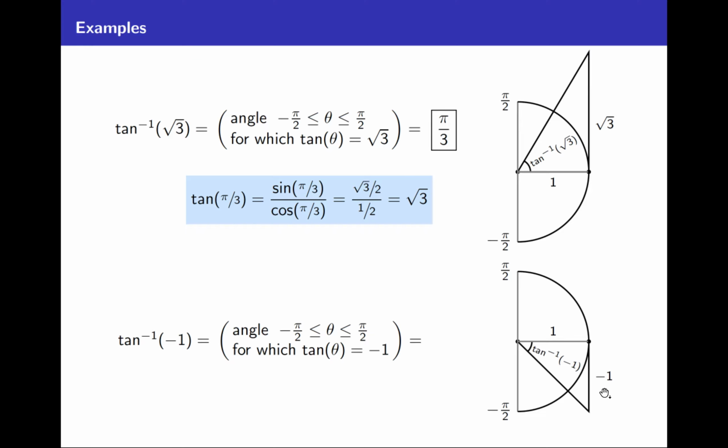And sure enough, tangent of this angle would be negative 1: opposite over adjacent, negative 1 divided by 1, that's negative 1. So if we look at this triangle that we've drawn, its legs are equal. They're both 1. So this has to be a 45, 45, 90 triangle. And this angle here would be negative 45 degrees. That's negative pi over 4 radians. So we get negative pi over 4 as our value here.